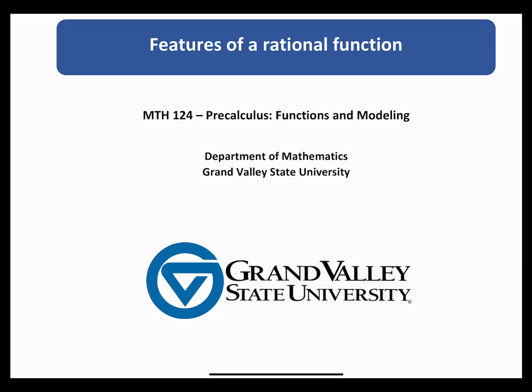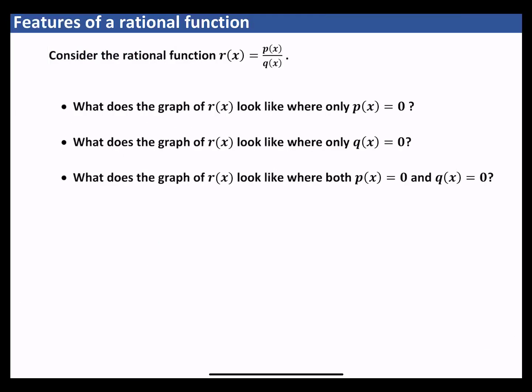Hello and welcome. In this screencast, we will explore features of rational functions, namely x-intercepts, vertical asymptotes, and holes. Because any rational function is the ratio of two polynomial functions, it's natural to ask questions about rational functions that are similar to those we asked about polynomials. With polynomials, it's often helpful to know where the function's value is 0.